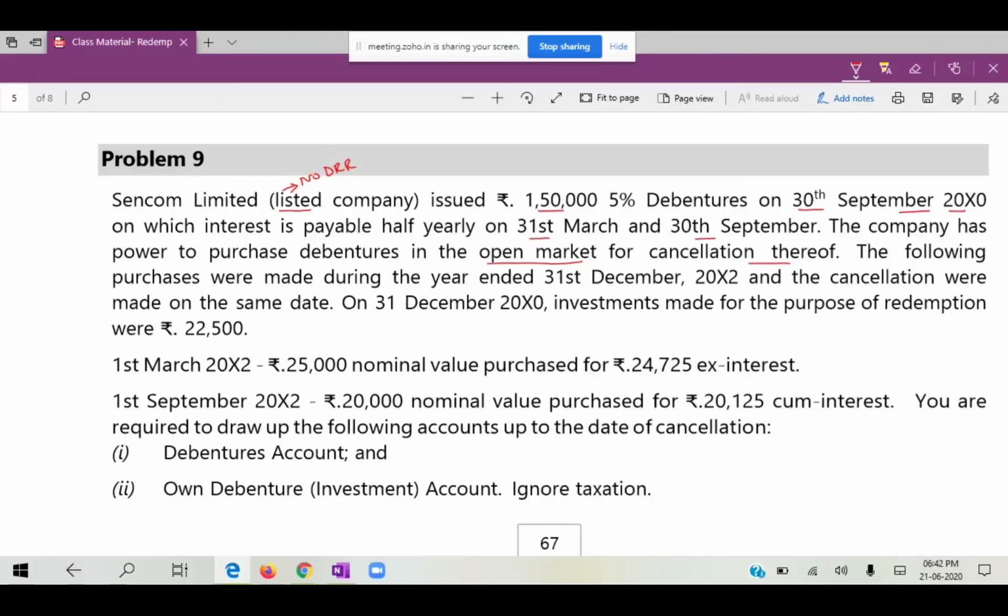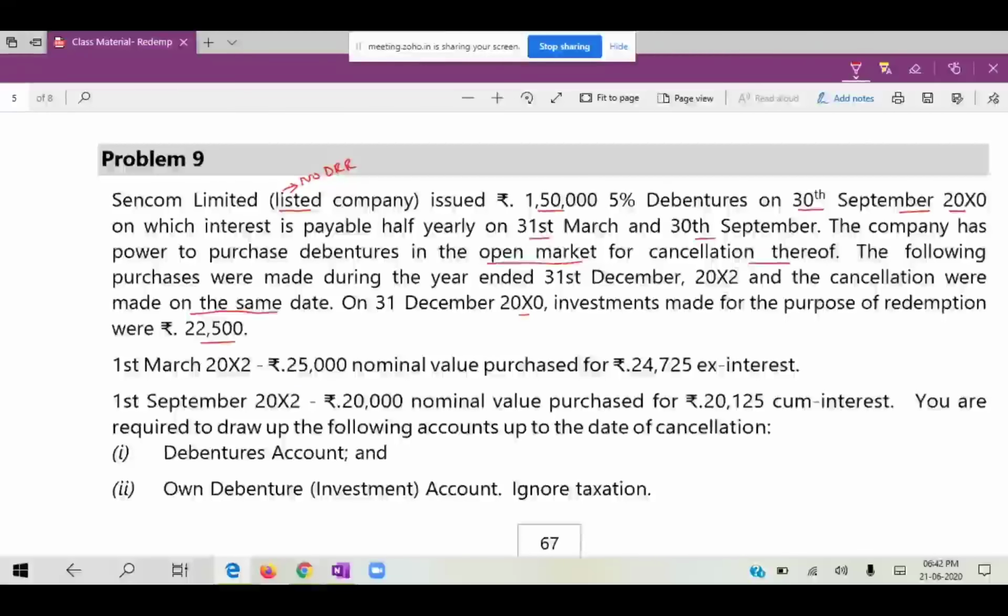And the cancellation were made on the same date. That means whenever it is purchased, it will be cancelled on the same day. Now, on 31st December 2000, investment made for the purpose of redemption were 22,500. Correct? So now, since it is a listed company, they have not mentioned whether it is an NBFC or the other entity.